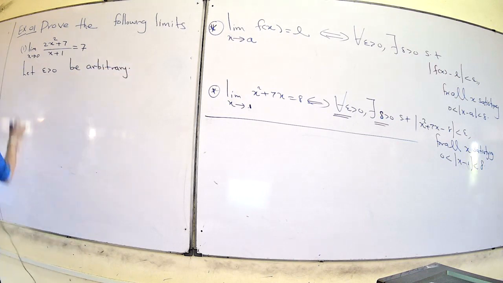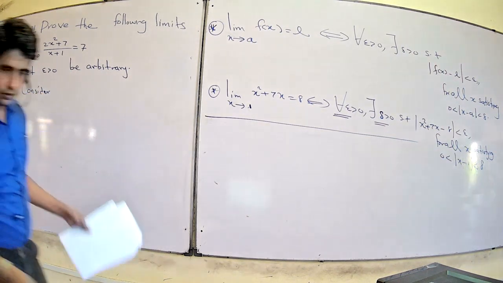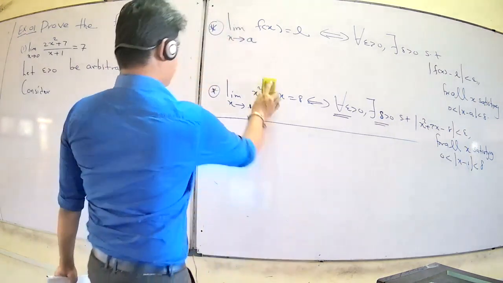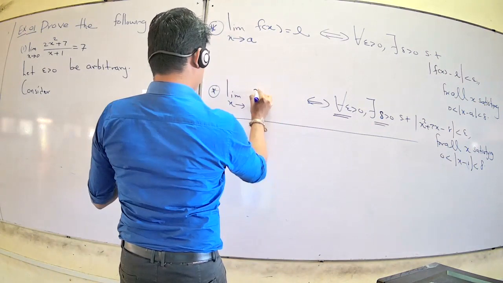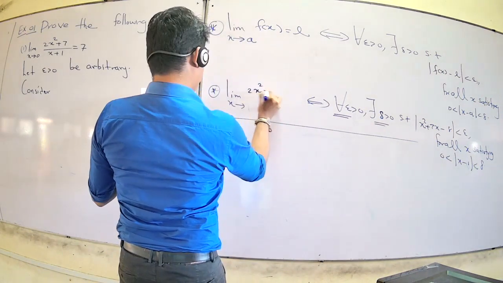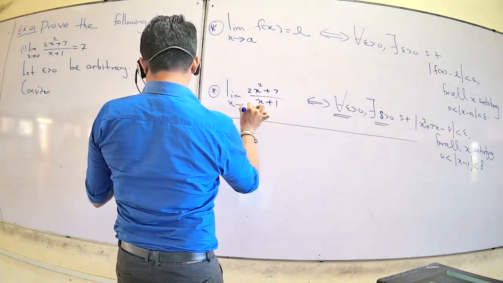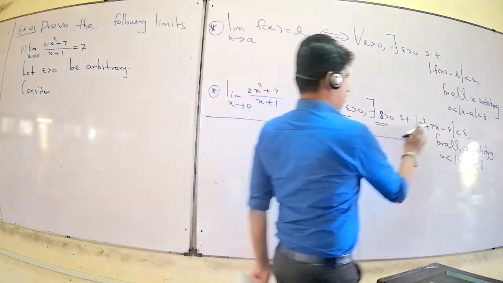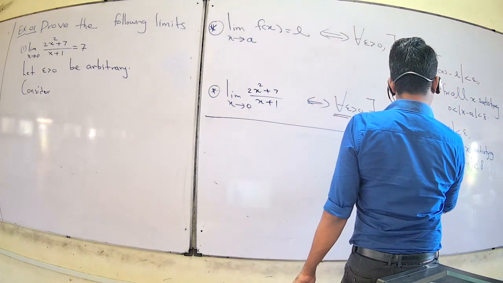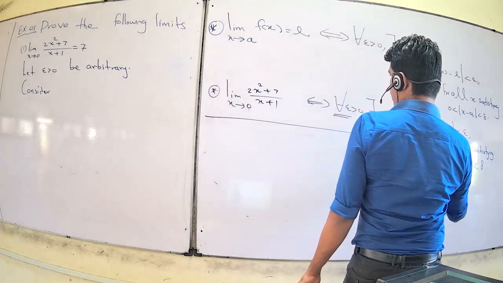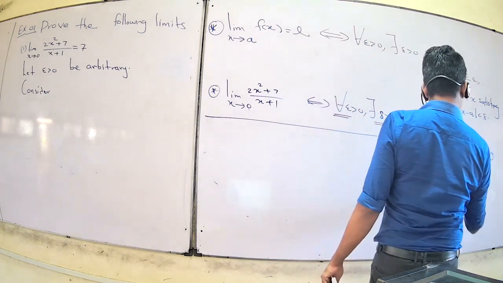Okay, now you consider, right now your question is this one: the limit of (2x squared plus 7) over (x plus 1) as x tends to 0. What is the value here? 7, for all x minus 0, right?